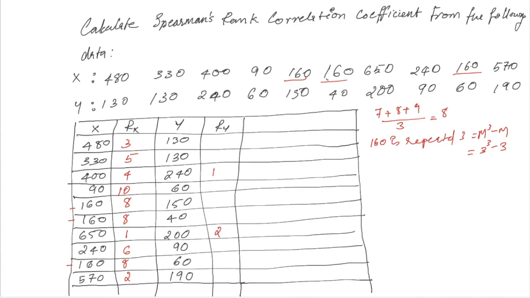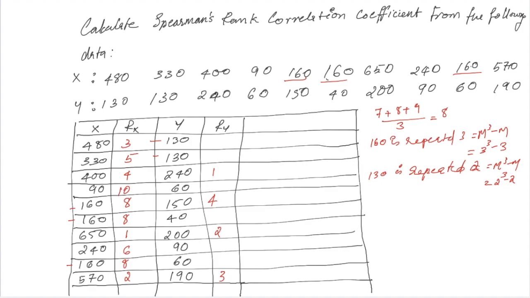Then we have 190, which will rank as 3. Okay, now 150 is there, which is 4. Now the next values are 130, 130, right? So 130 is repeated how many times? 2 times. Am I right? 130 is repeated 2 times. So m cube minus m will be 2 cube minus 2 in this case. Okay, let it be that.